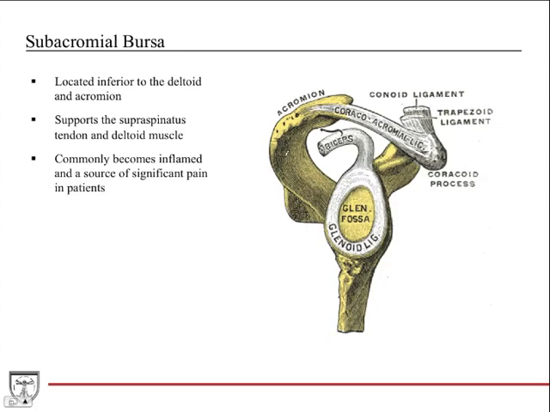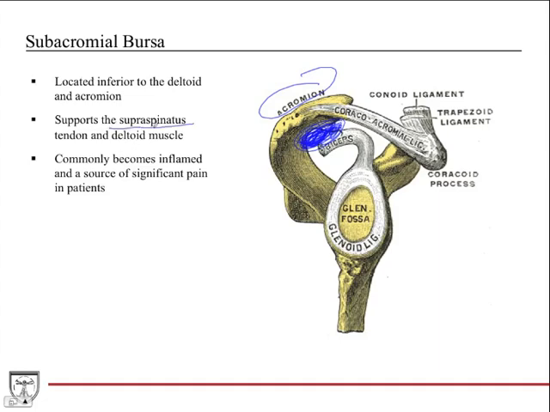So the subacromial bursa is located inferior to the deltoid muscle and the acromion. So here's the acromion here. Here's where the bursa would be, and if you remember, bursa are kind of like these pouches of fluid that help enhance frictionless movement of muscles and tendons.